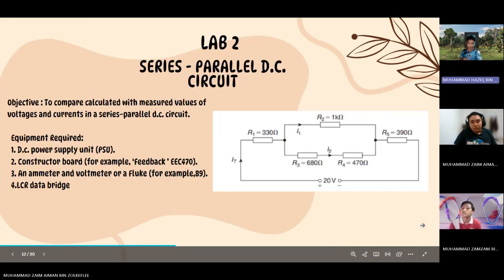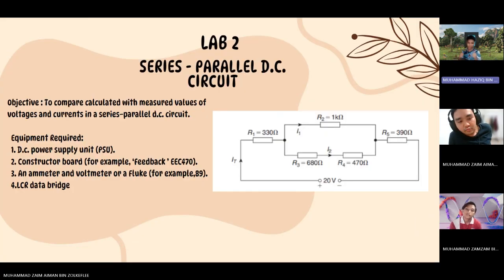So for Lab 2, our objective is to compare calculation with the measured value of voltage and current in a series parallel DC circuit. The requirements are a DC power supply, connector board, ammeter and voltmeter, Fluke and LCR data bridge. Next slide please.